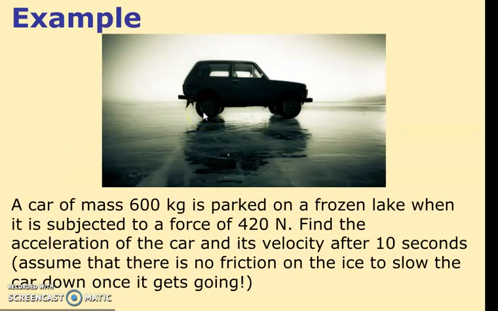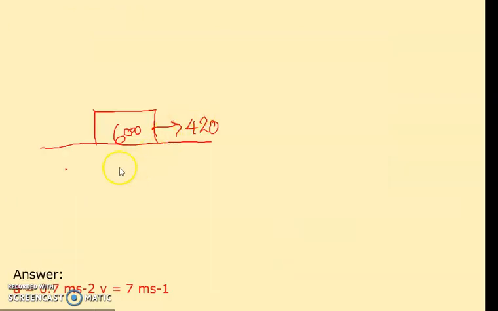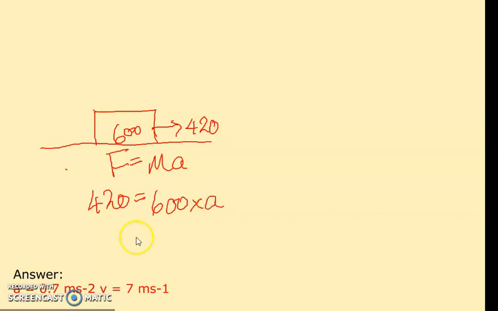The question says, what is its acceleration? It's quite straightforward. We're going to use F equals ma. Force, of course, is 420, and that is equal to 600 times the acceleration. If I take the 420, the 600 moves over and becomes a divide. 420 divided by 600 is the 0.7 meters per second squared. So that's worked out.